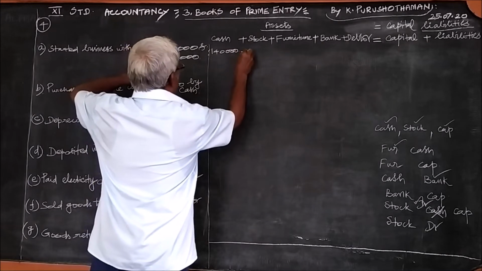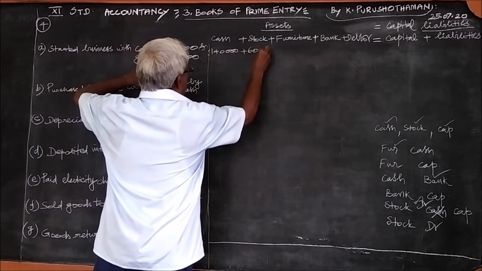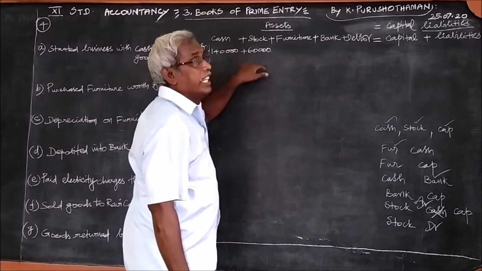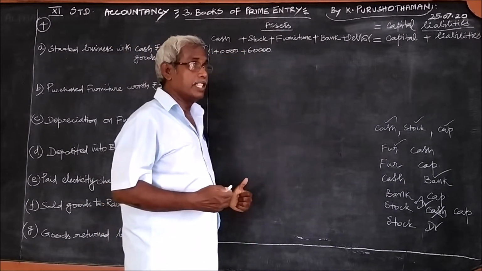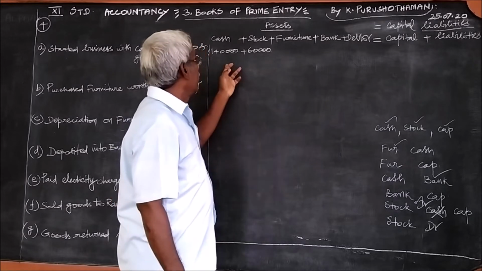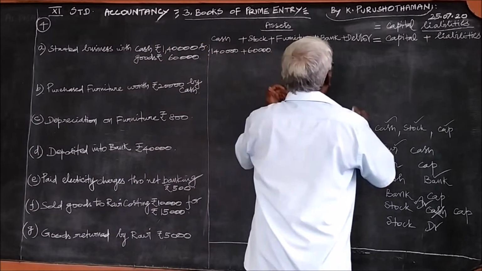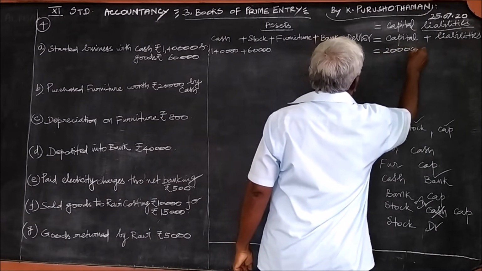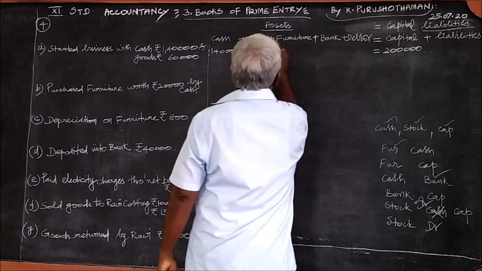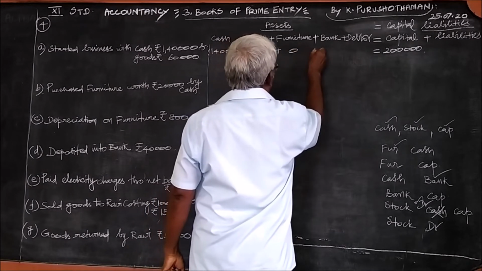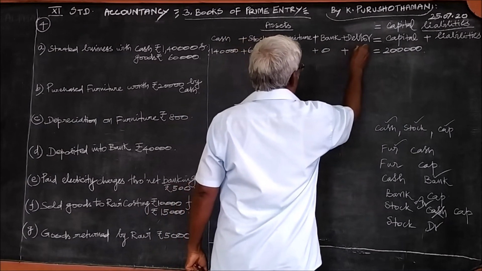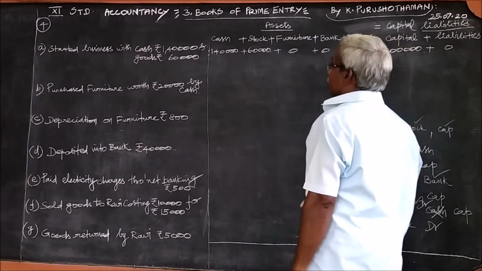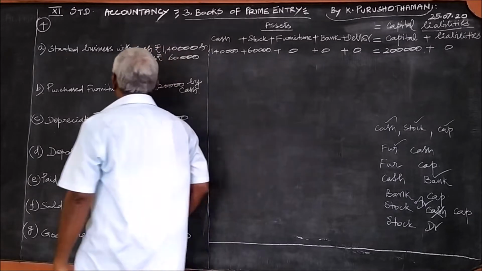Goods, otherwise we call stock, it is 60,000. And totally these two are called capital. Whatever is invested in the beginning of the business is called capital. 1,40,000 plus 60,000, it is 2 lakhs. The other items in the transactions are not appearing, so we can put 0. Wherever there is no value, we can put 0. The first one is over.